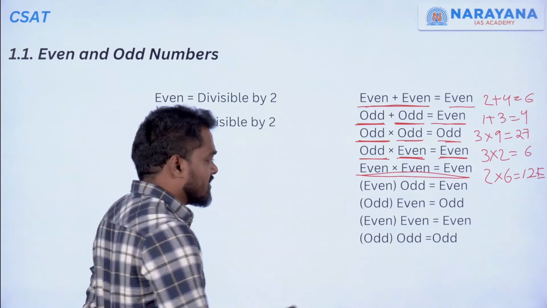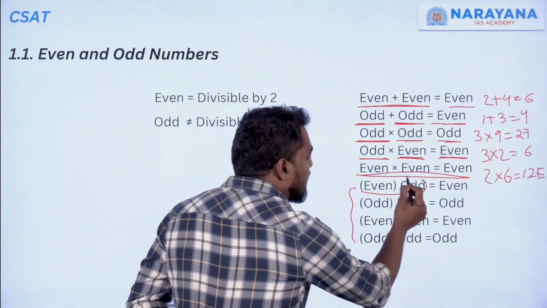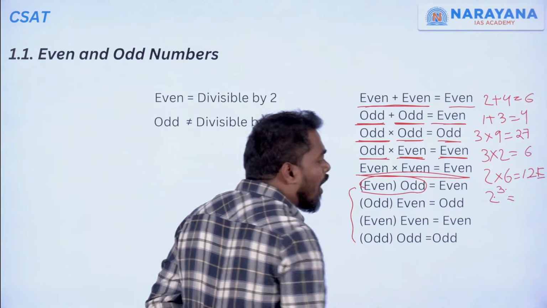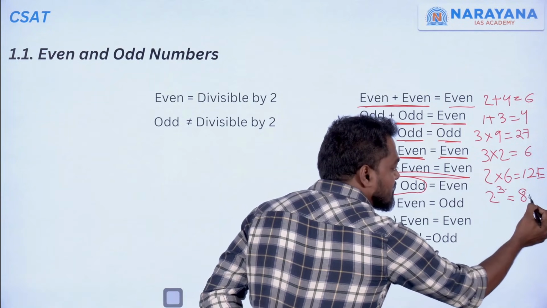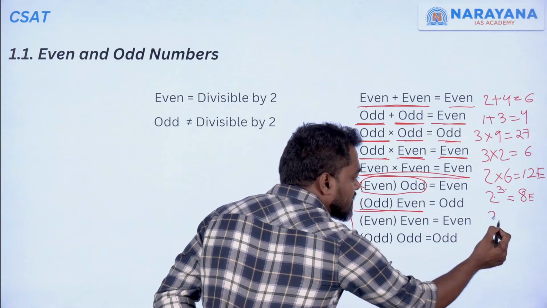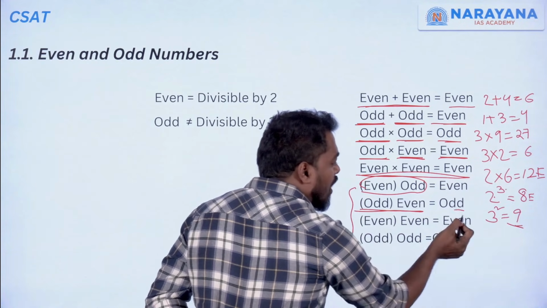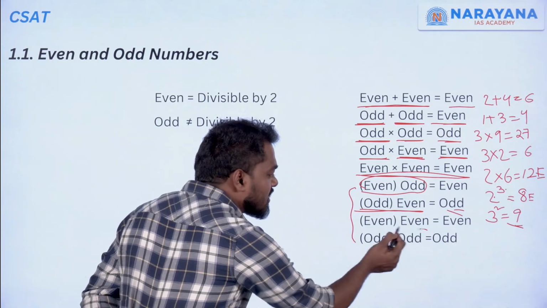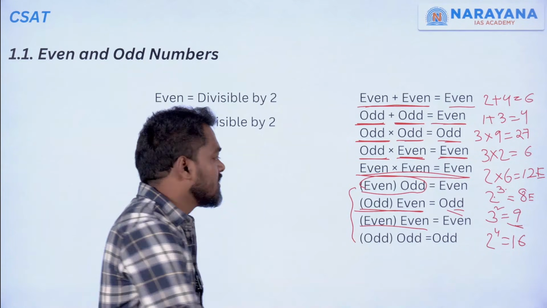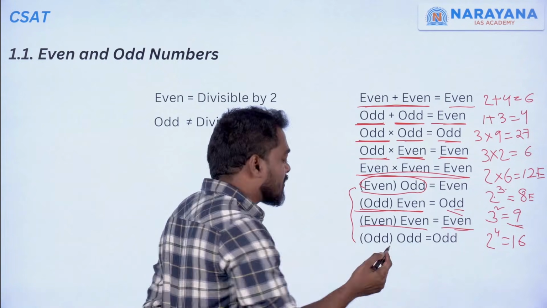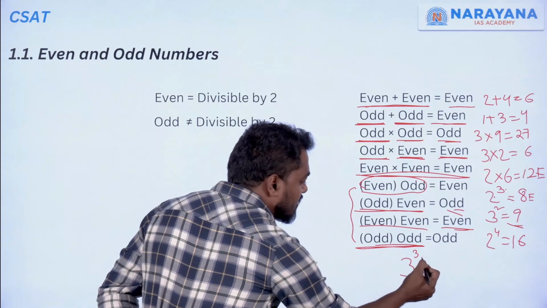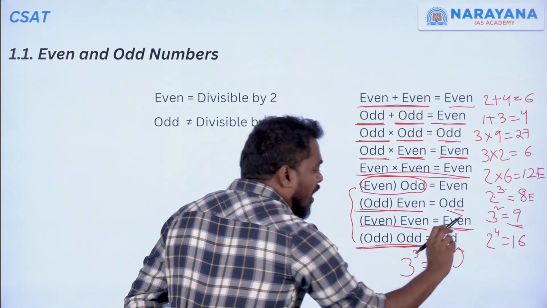These are the properties. Next three properties are even to the power odd. For example, 2 cube. So 2 is the even number, 3 is the odd number. So you get 8, that is an even number. Next property, odd to the power even. For example, 3 square. You get 9. So that is an odd number. Next property is even to the power even, that is 2 to the power 4. You get 16. So this is an even number. The last property is odd to the power odd. That is nothing but 3 to the power 3. So you will get 27, that is an odd number.